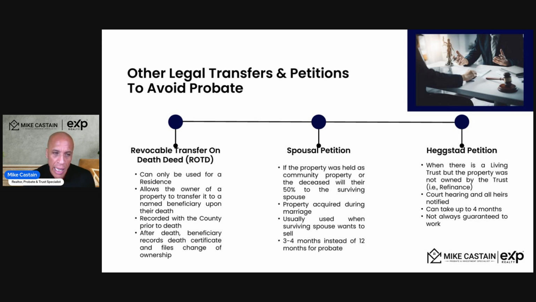But a lot of times when a property is initially financed, when you purchase a property, you have to purchase the property in the individual owner or owners' names. And when you refinance the property, let's say you purchase the property in the individual owner's names, and then later you transfer that ownership of that property to your living trust.